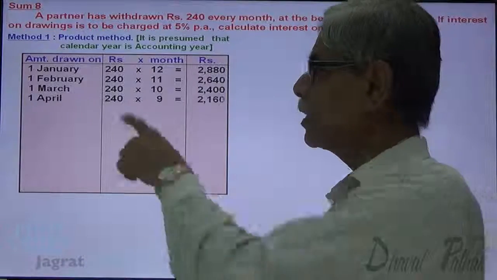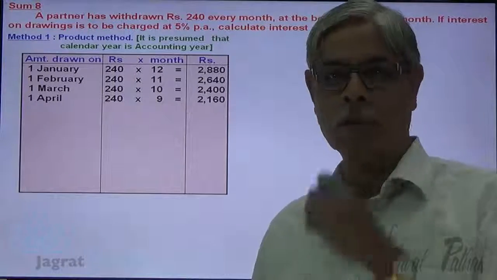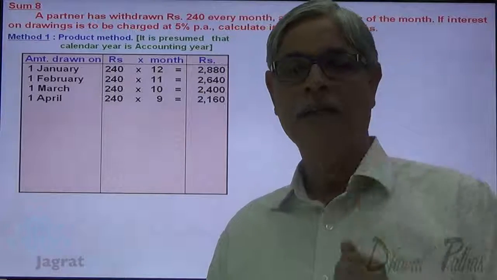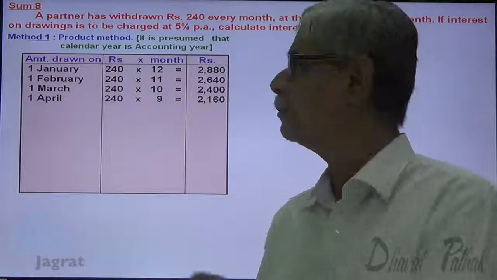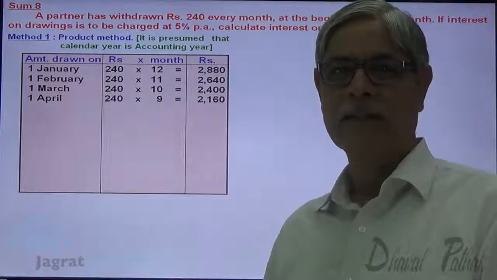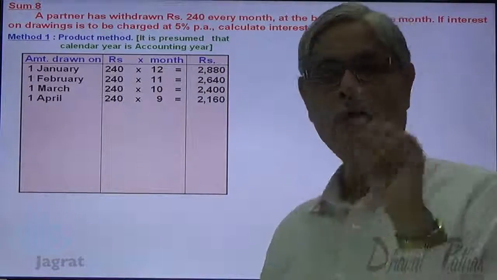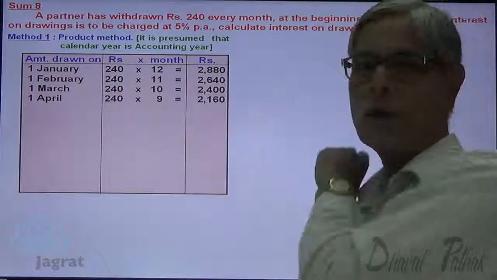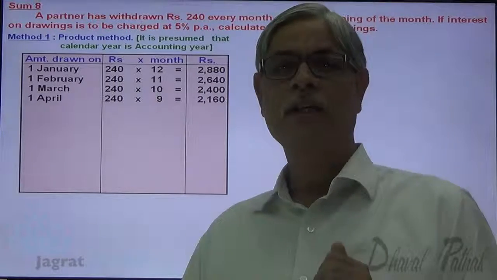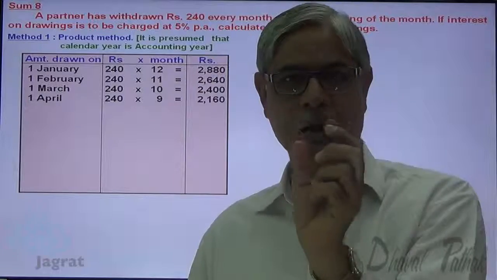Next amount drawn is 1st of April. Amount drawn is 240. Number of months for which the interest gets calculated is 9 months, from 1st April to 31st of December. So 240 rupees interest for 9 months is always equal to 2160 rupees interest for 1 month. That is known as product equivalence for the interest constant amount.